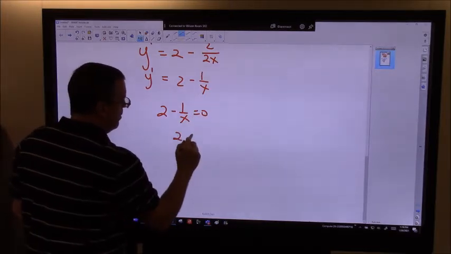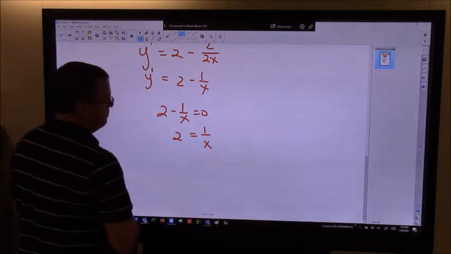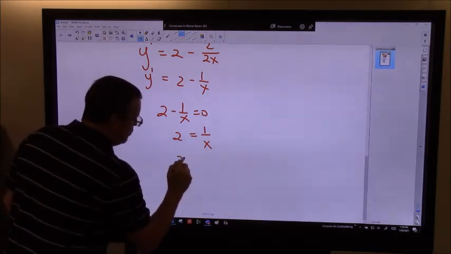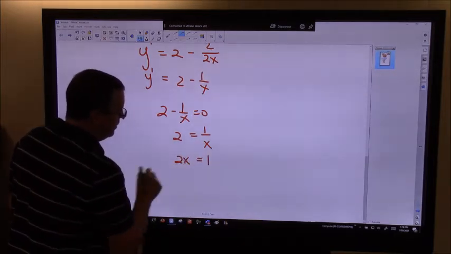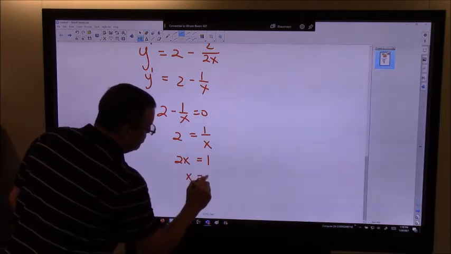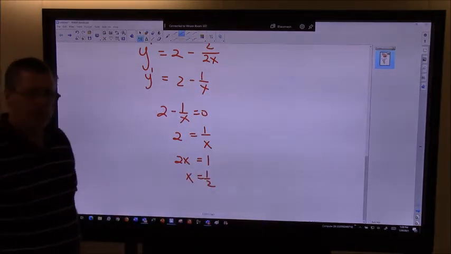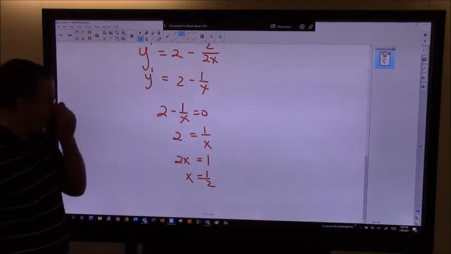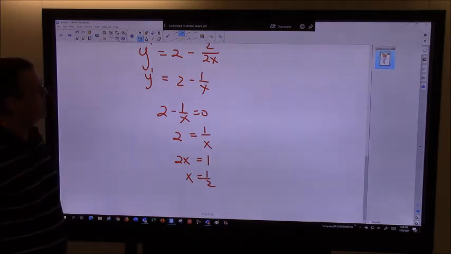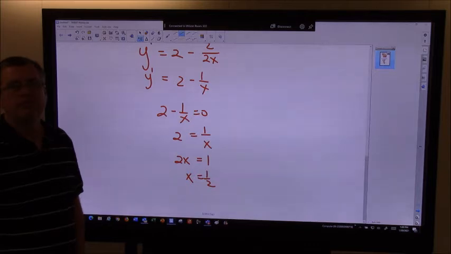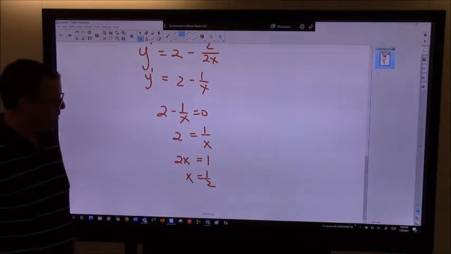So I think I'm going to go that way. Bring the x back over, you get 2x equals 1, and then divide by 2, you get x equals 1/2. So if there's a maximum or minimum, that's where it has to occur. And if you want to do the second derivative, that's fine. Check to see whether it's concave up or concave down.